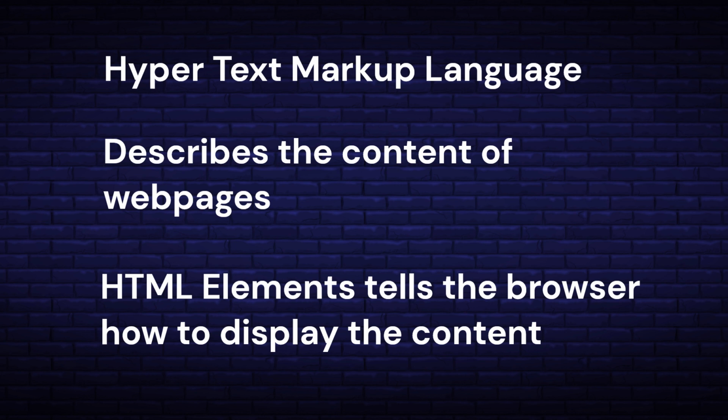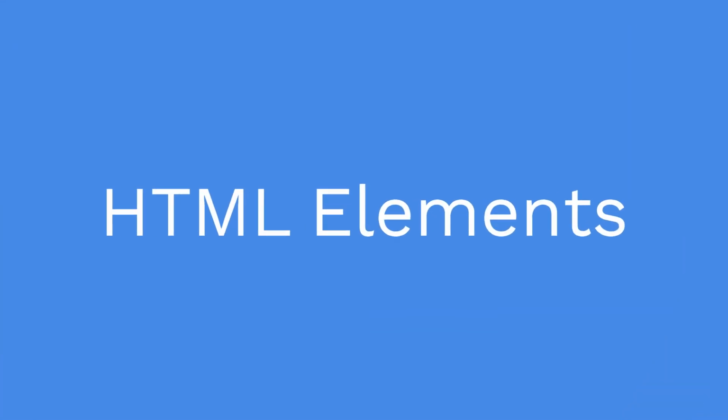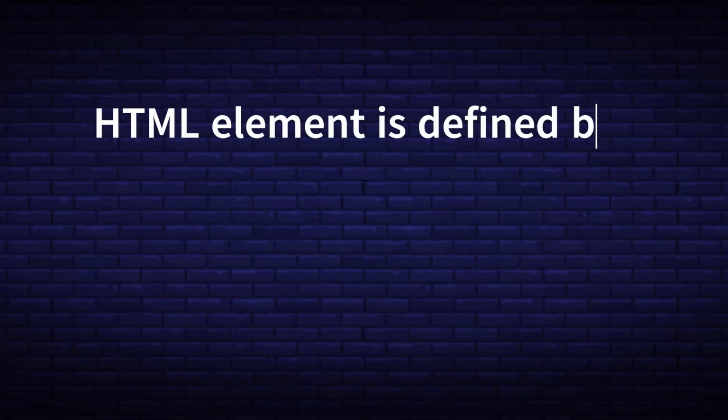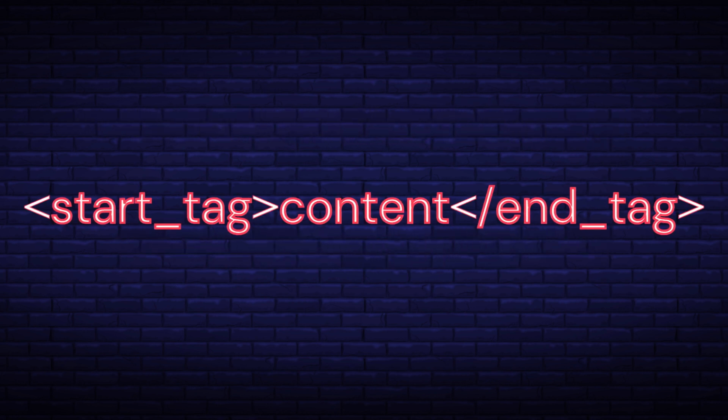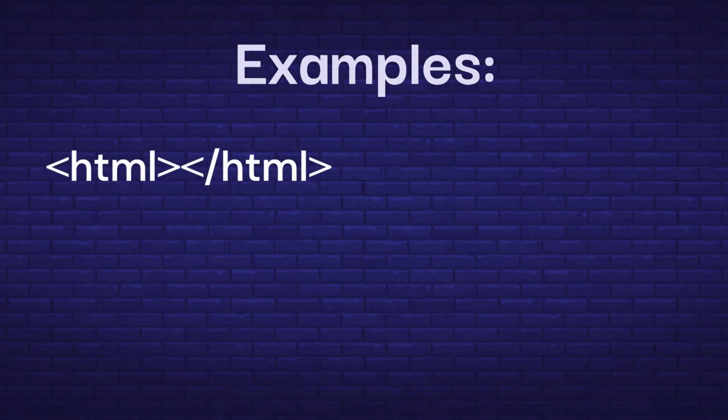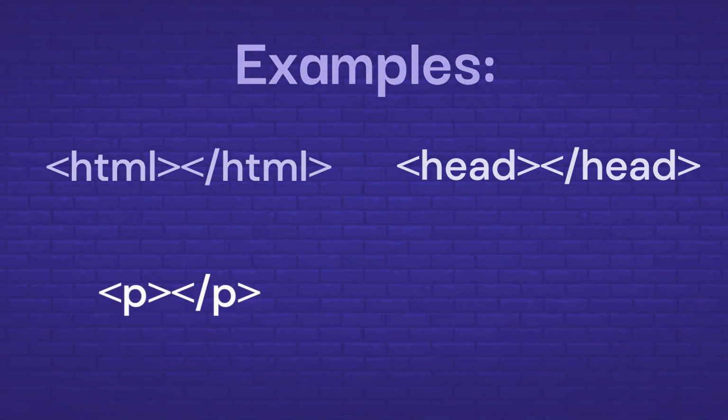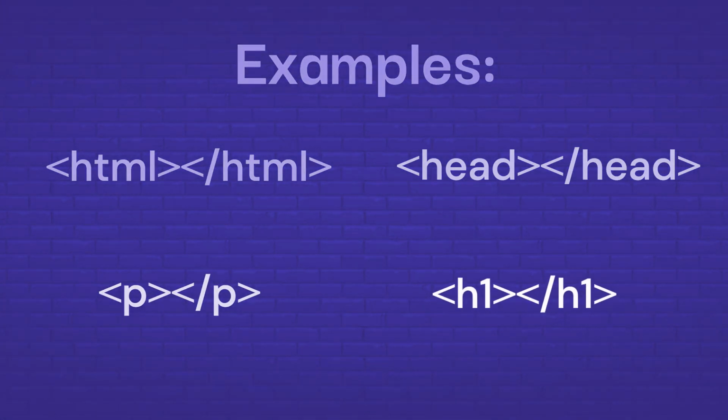In that we are using a word called HTML elements. So what are these HTML elements? An HTML element is defined by a start tag, content, and end tag. The best examples are the HTML tag, head tag, paragraph tag, H1 tag, and P tag, whatever we have seen in the previous session. These are all called HTML elements.